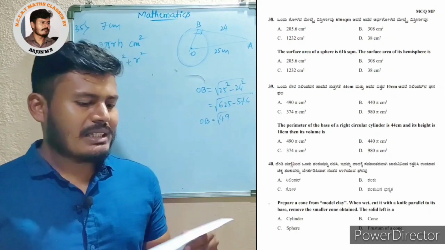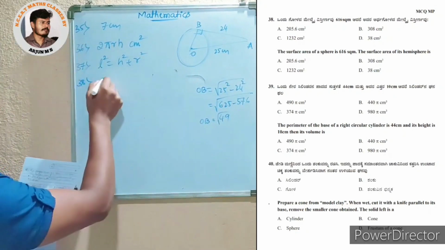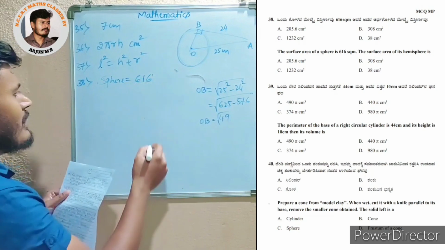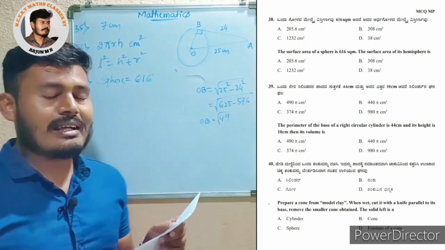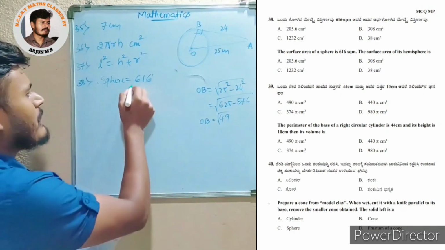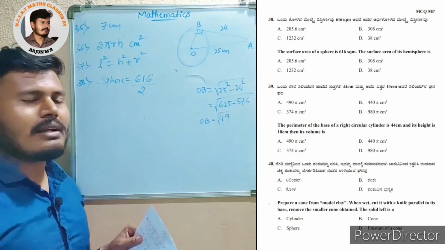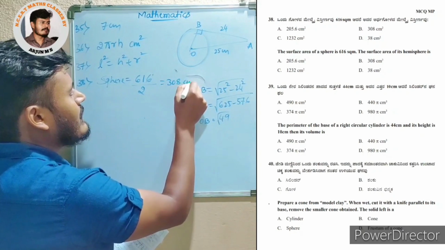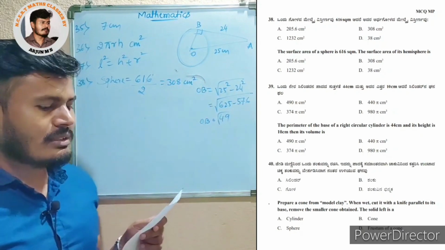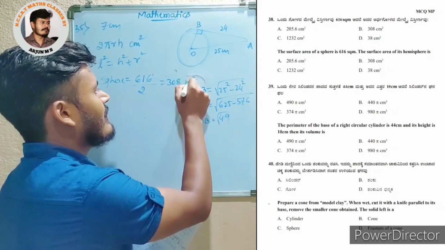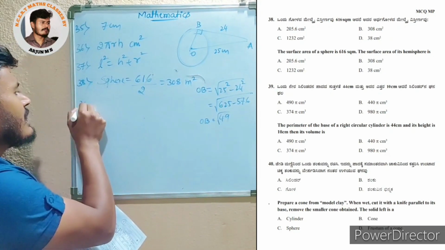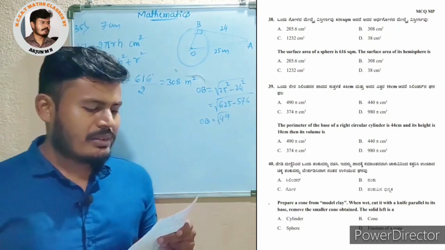That question is, the surface area of the sphere is 616. What is the surface area of its hemisphere? Hemisphere means you have to divide that value by 2. We get 308 centimeter square. Actually they are given in meter, that's why meter square is the answer. Option B is correct. So then we move on to the 39th question.